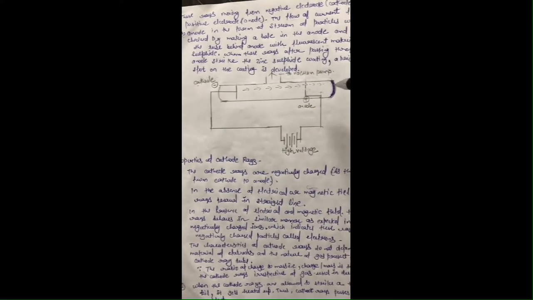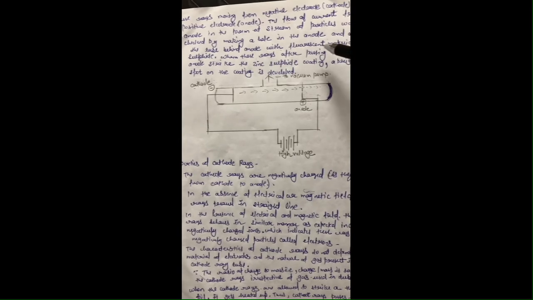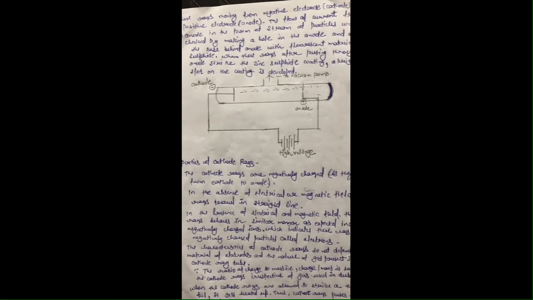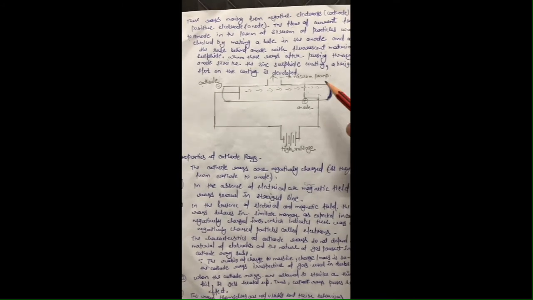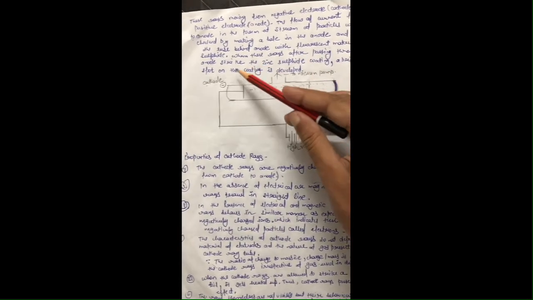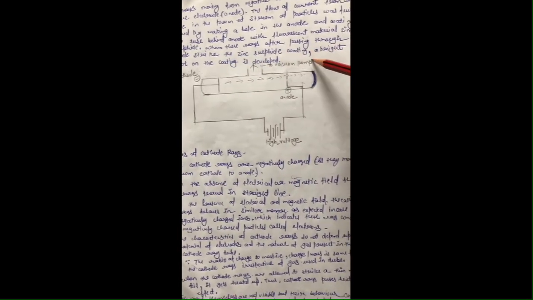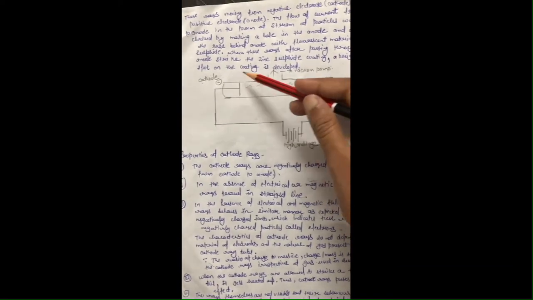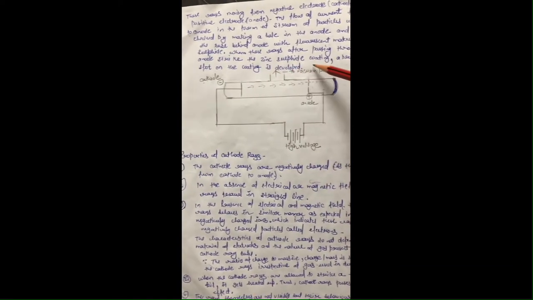Why is this used? Because fluorescent material starts glowing when something hits it, or when a streak of rays hits it. Clear? So that's why we are using this kind of material. When these rays, after passing through the anode, strike the zinc sulfide coating, a bright spot is developed on the coating.